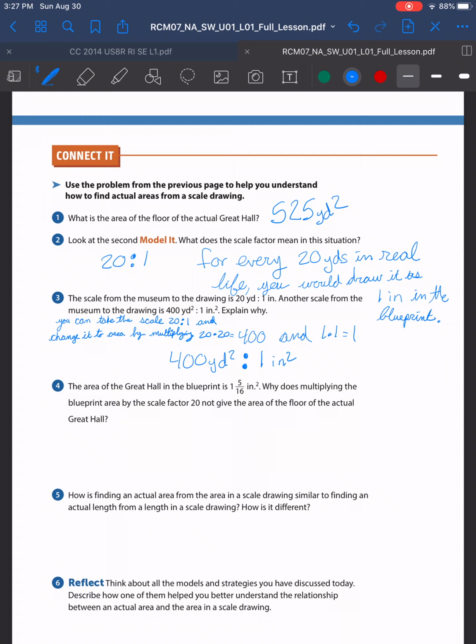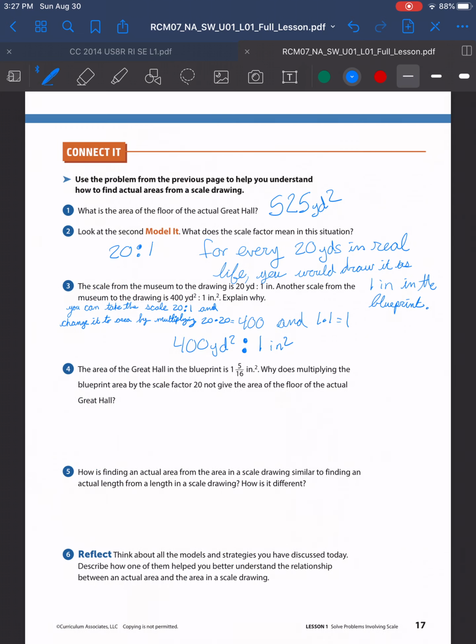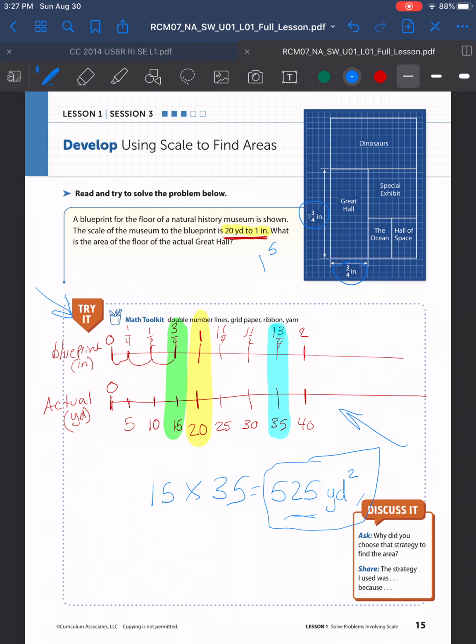All right, the area of the Great Hall in the blueprint is 1 5/16 inch squared. Why does multiplying the blueprint area by the scale factor 20 not just give us the area of the floor of the actual Great Hall? So, in the very beginning of this, why couldn't I have just multiplied this by this and then got 1 and 5/16 inches squared? Why couldn't I have just taken that and then changed that into yards like on my scale?